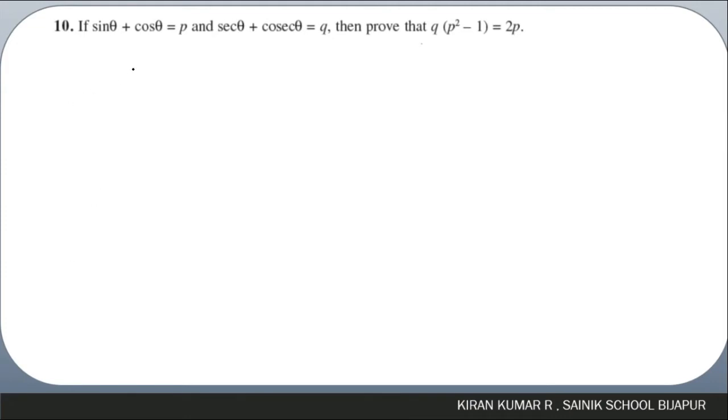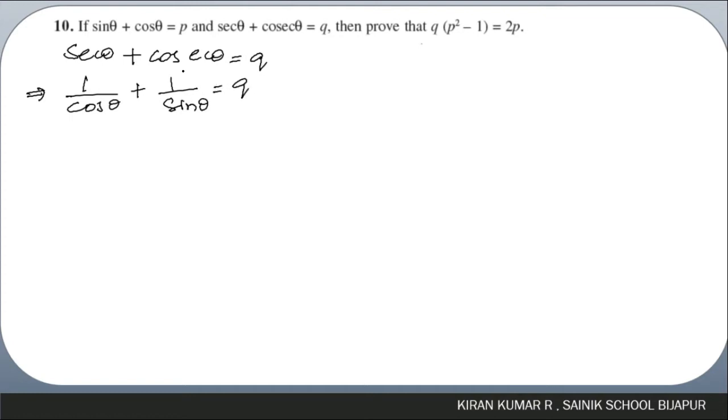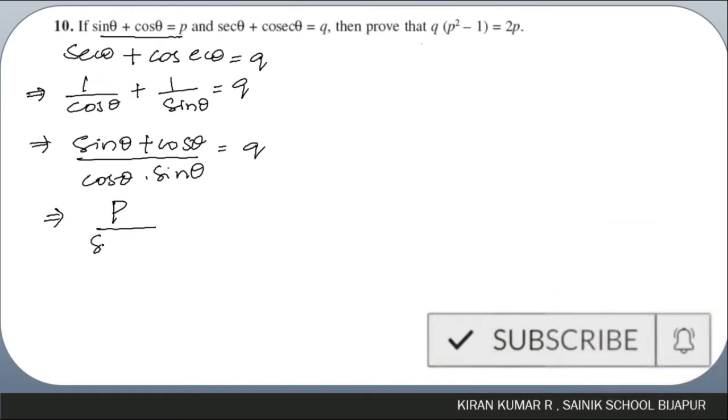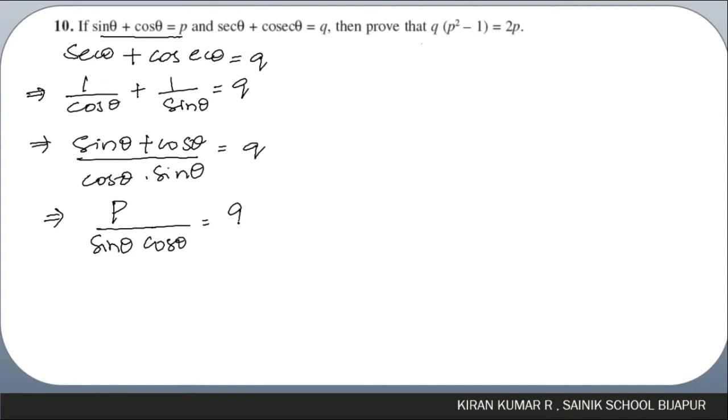Question number 10. Sine theta plus cos theta equal to P. Secant theta plus cosecant theta equal to Q. Prove that Q times (P square minus 1) equal to 2 times P. Let me consider secant theta plus cosecant theta equal to Q. This implies 1 upon cos theta plus 1 upon sine theta equal to Q. On simplification, I'll be getting (sine theta plus cos theta) divided by (cos theta into sine theta) equal to Q. You must notice that sine theta plus cos theta is P. So I'll replace this by P by sine theta multiplied by cos theta equal to Q.